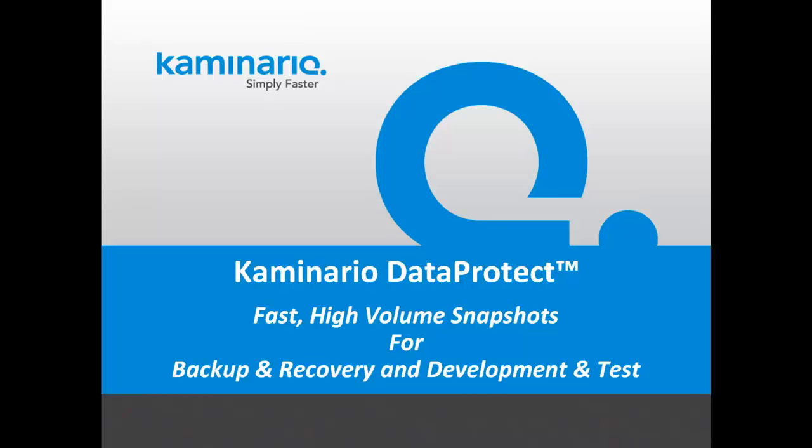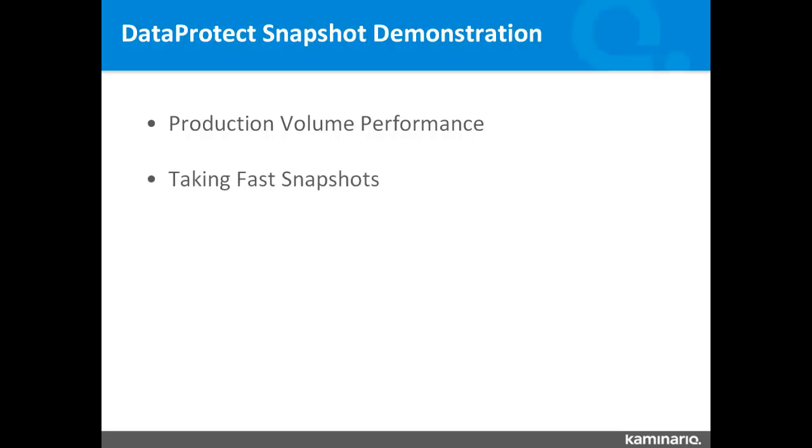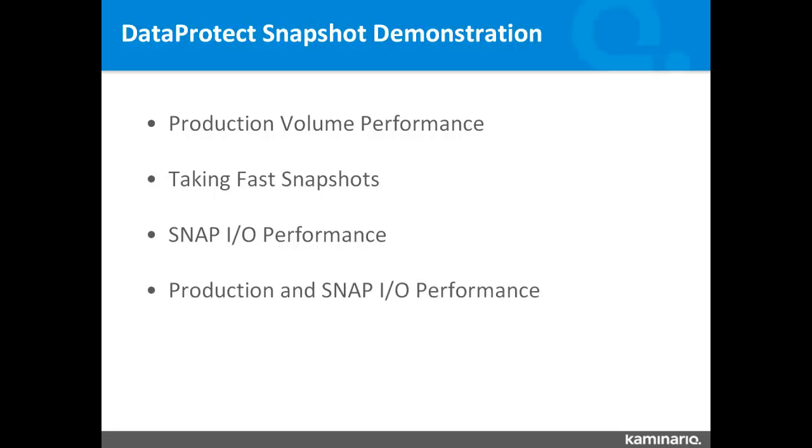The Kaminario K2 all-solid-state SAN storage system delivers fast, high-volume snapshots for backup and recovery, as well as development and test. In this demonstration, we will first show the performance figures for running storage I/O on a set of production volumes. We will then create a snapshot, map it to the host, and run the same I/O performance on that snapshot, showing that the performance figures between the production and snapshot volumes are equal. We will then show the I/O performance in parallel on the production and snapshot volumes and demonstrate that the aggregate performance on both is double.